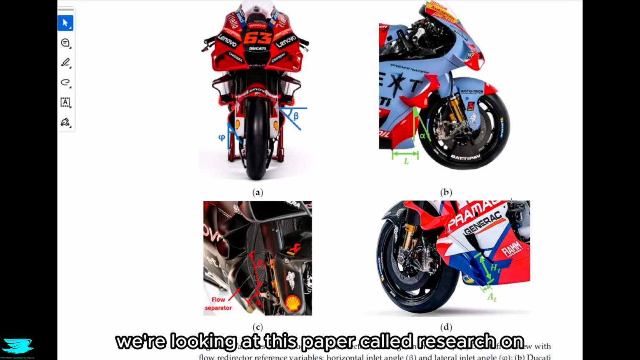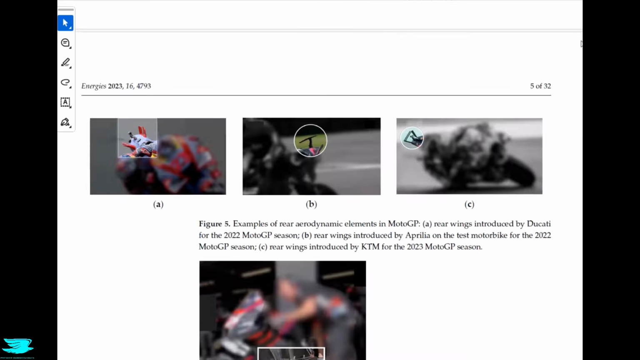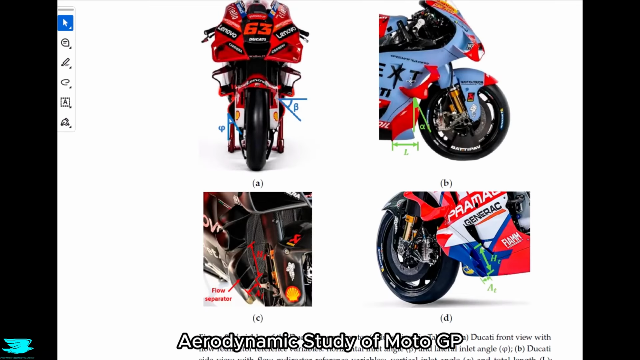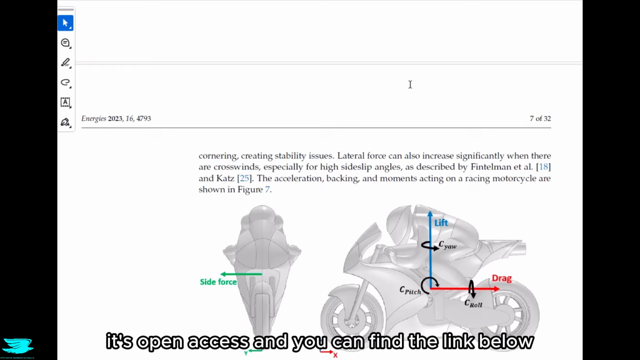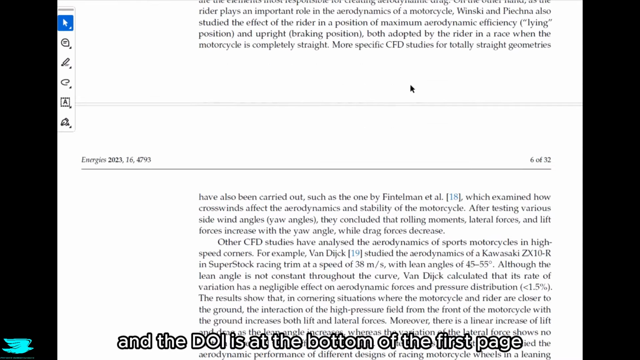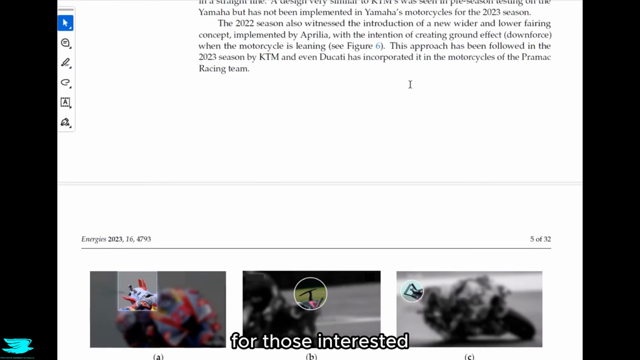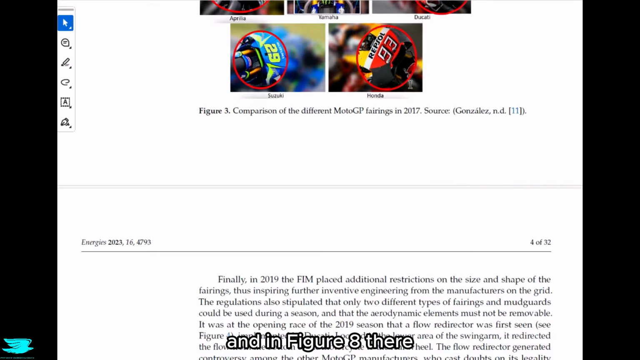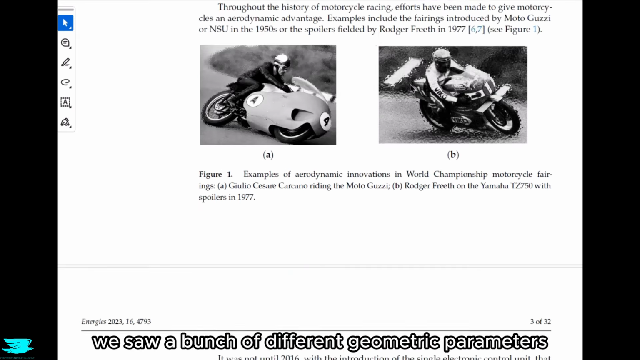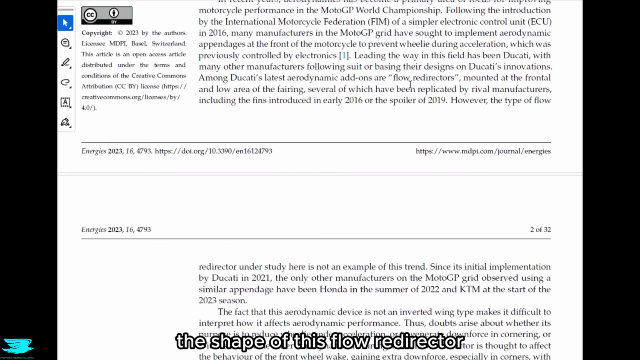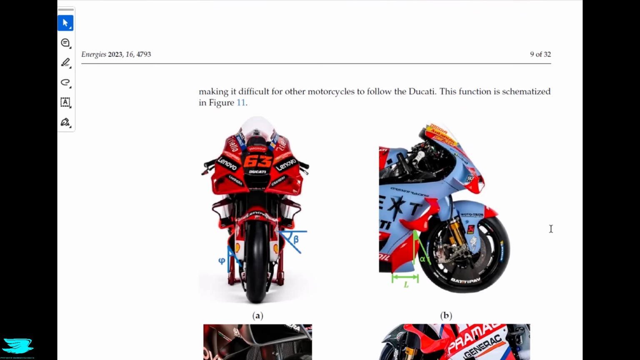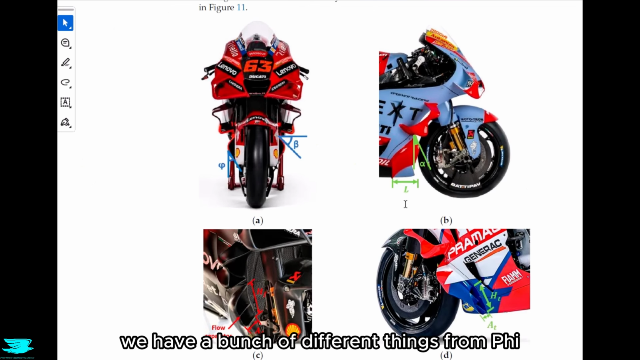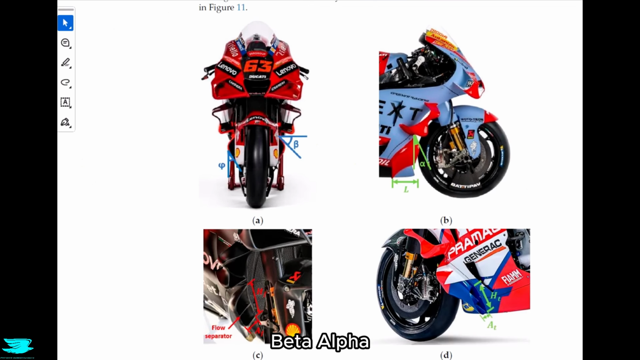To find out, we're looking at this paper called Research on Aerodynamics Study of MotoGP Motorcycle Flow Redirectors. It's open access, and you can find the link below. And the DOI is at the bottom of the first page for those interested. And in figure 8 there, we saw a bunch of different geometric parameters that govern the shape of this flow redirector. So we see here we have a bunch of different things from phi, beta, alpha, L, HF, etc.